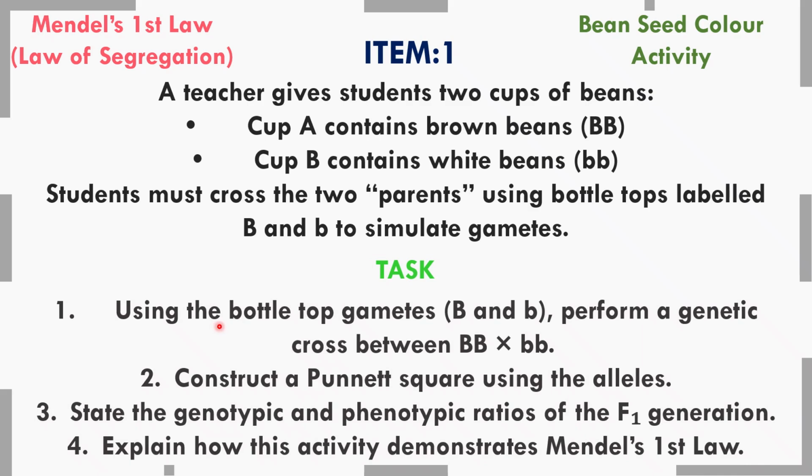Task: using the bottle top gametes, capital B and small b, perform a genetic cross between capital B and small b. Construct a Punnett square using the alleles. State the genotype and the phenotypic ratio of the F1 generation. Explain how this activity demonstrates Mendel's first law.